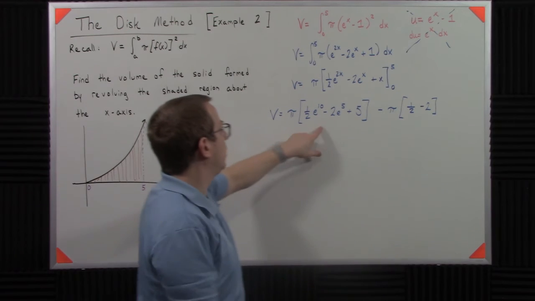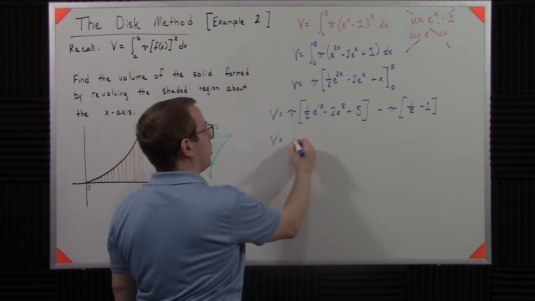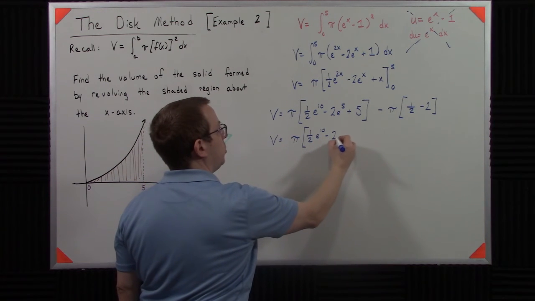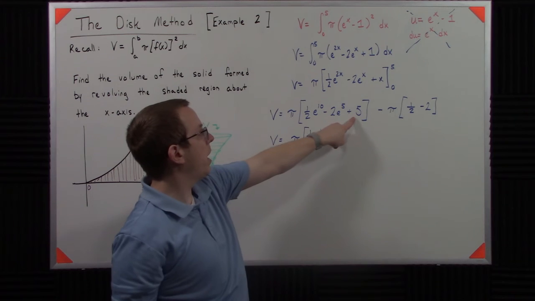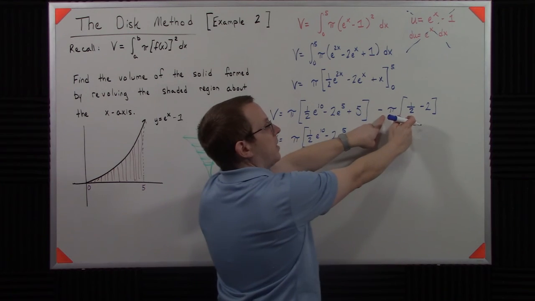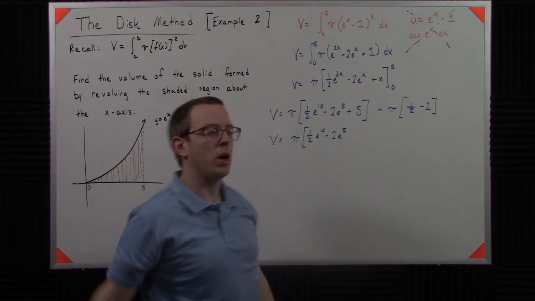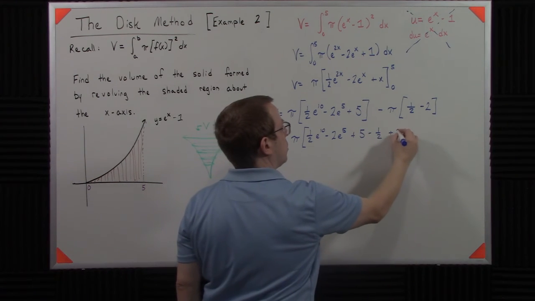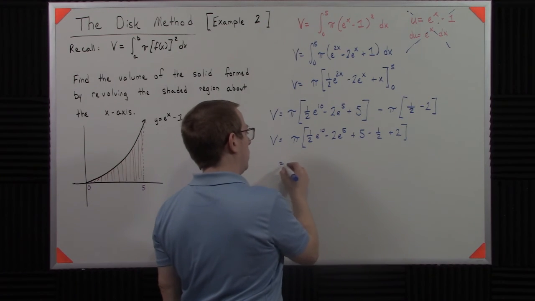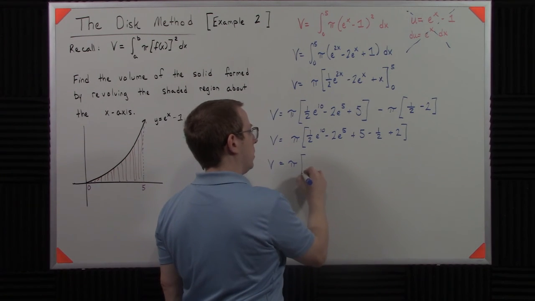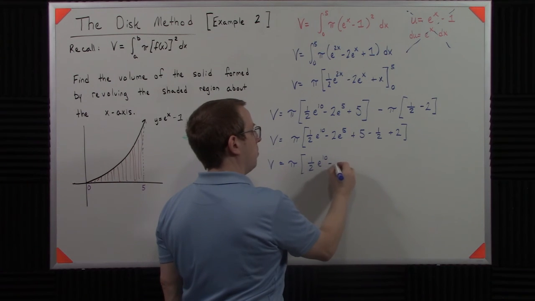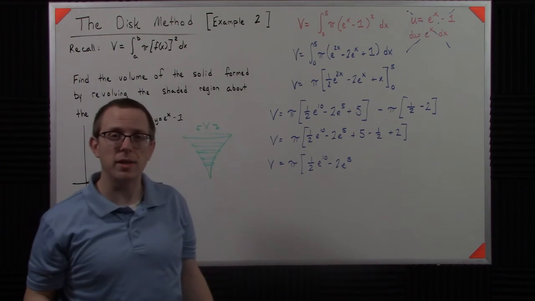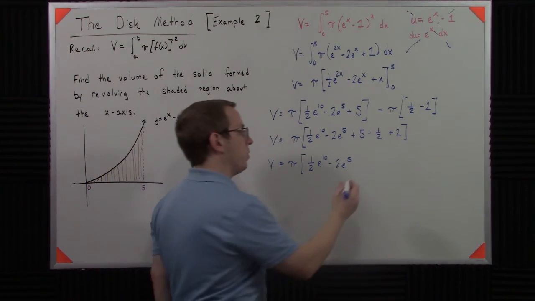So I have this, I can continue on. I can take the pi out. And now I have 1/2 e to the 10 minus 2 e to the 5, and now I have a 5 here minus a half plus 2, right? And so I do plus 5 minus a half plus 2. So V is pi times 1/2 e to the 10 minus 2 e to the 5 plus, that would be 7 minus a half, or 14 halves minus a half, so 13 halves.